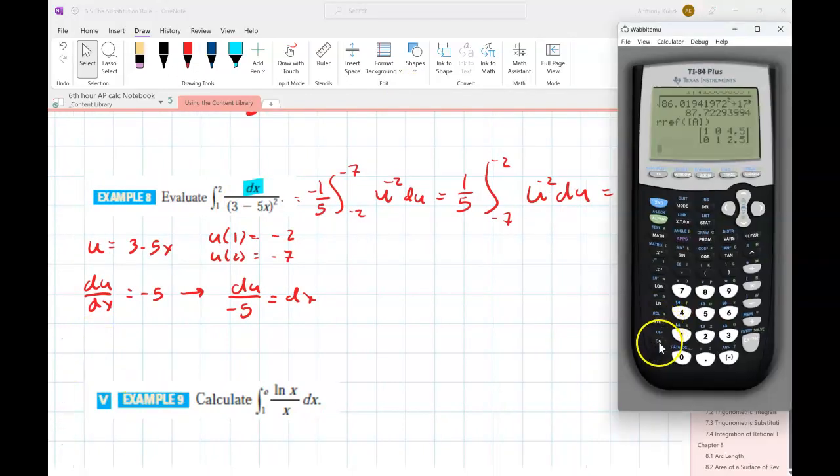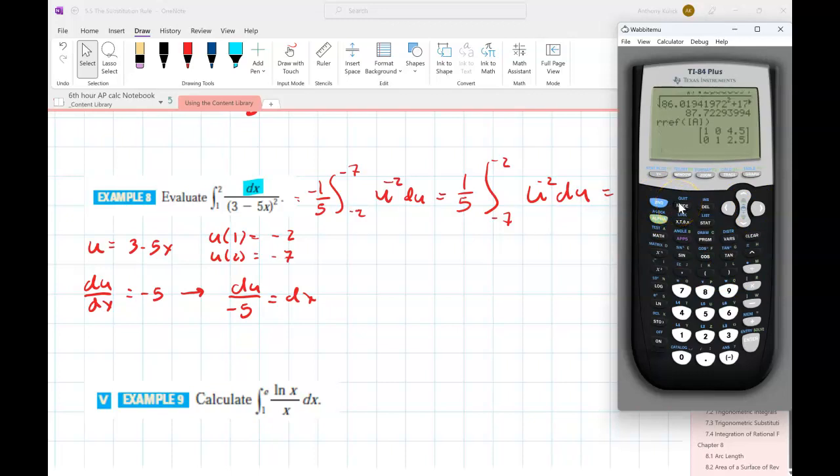So I think the best way to do it is I'm going to start by taking my integrand and just typing in the y equals. Now, obviously, I don't include the dx. So I just have 1 over 3 minus 5x squared.